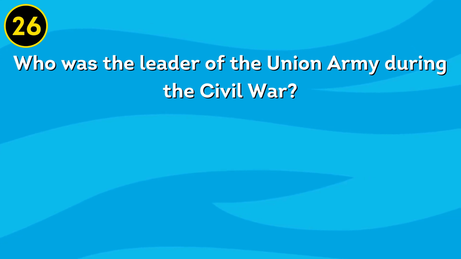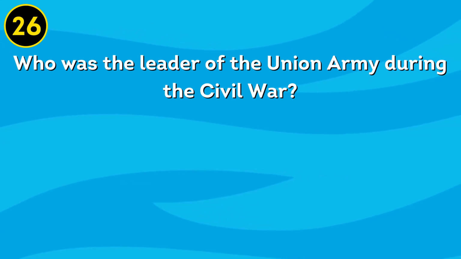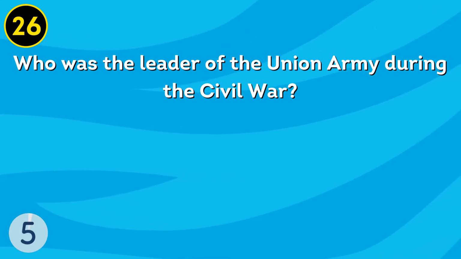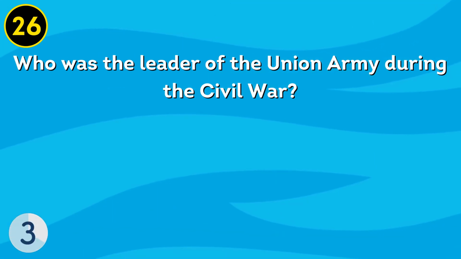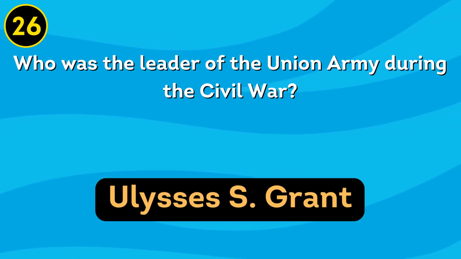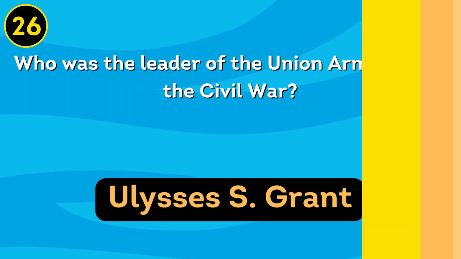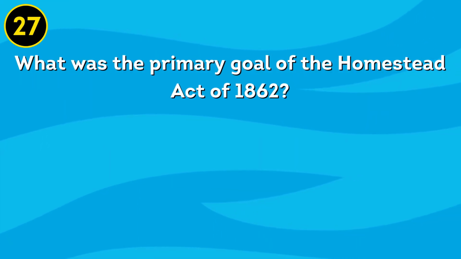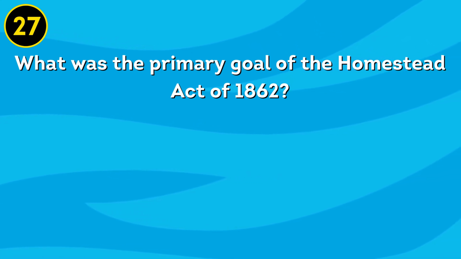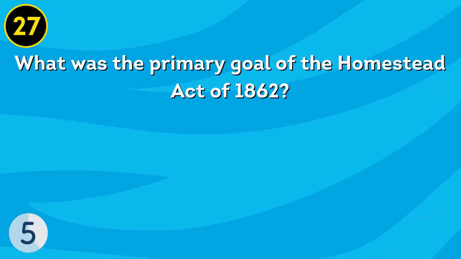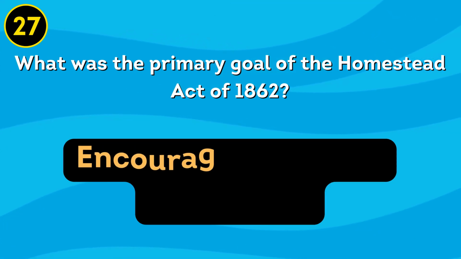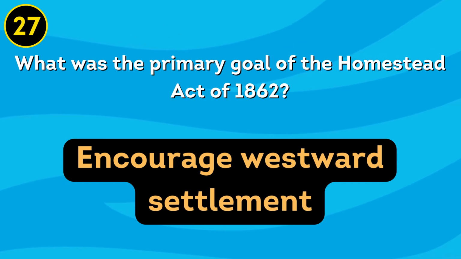Who was the leader of the Union Army during the Civil War? Ulysses S. Grant. What was the primary goal of the Homestead Act of 1862? Encourage westward settlement.